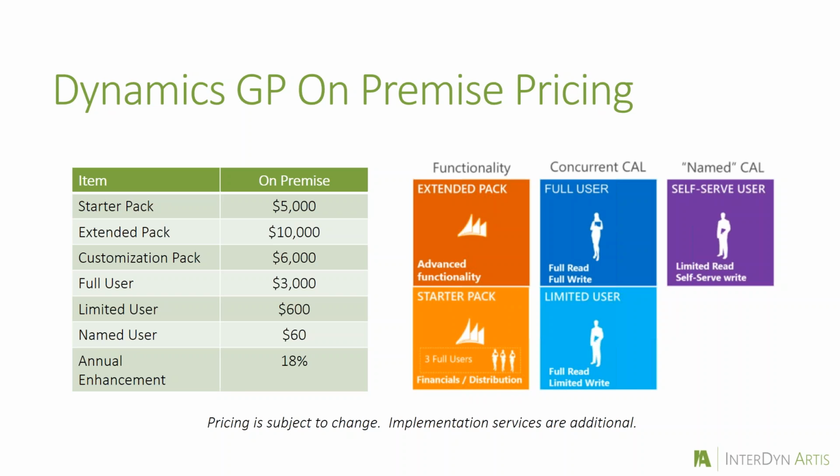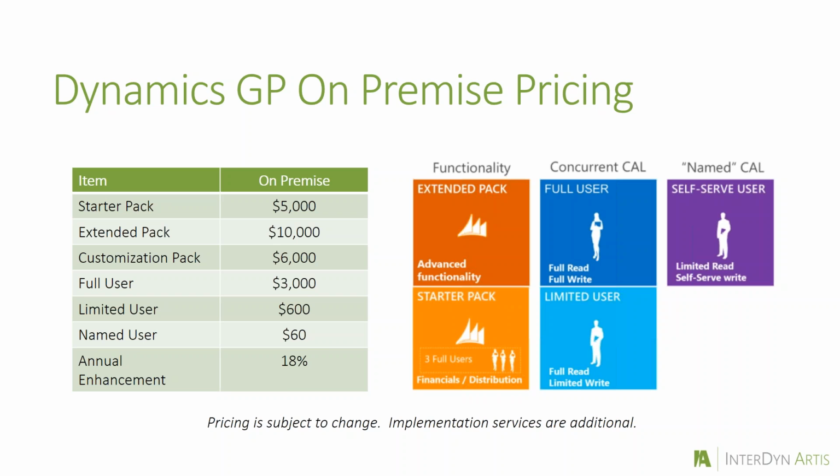If you are a project-oriented business and need the project accounting module, or if you need manufacturing, then you want to take a look at the extended pack. The extended pack is on top of the starter pack. So if you are manufacturing, for example, you get the $5,000 starter pack plus the $10,000 extended pack for a total of $15,000, and then you would add your users on top of that.